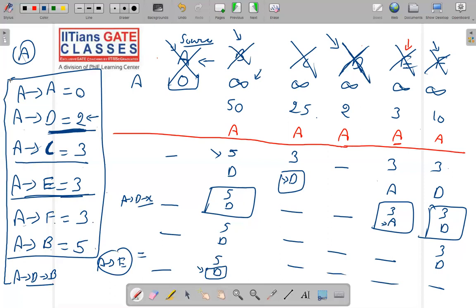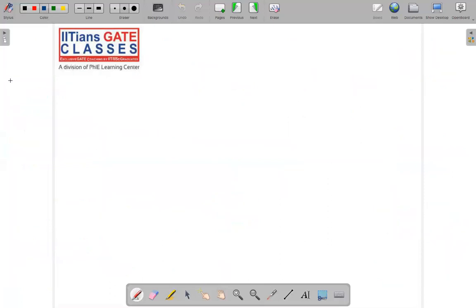for a given source. Let's consider one more example. It will clear the picture for you. Okay. Let me open up my notebook. So let's consider one more example.